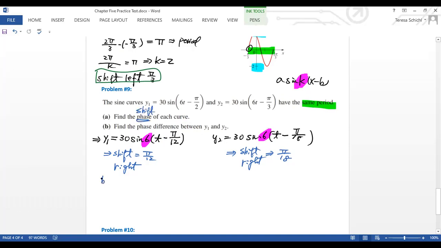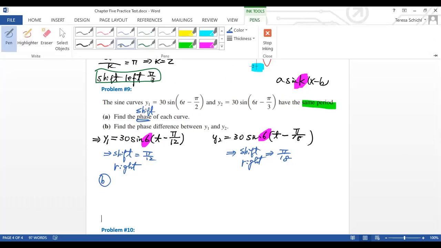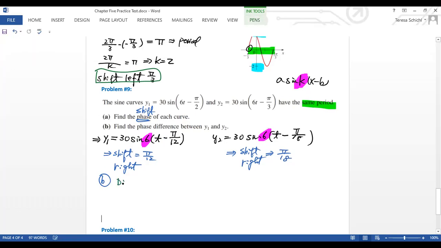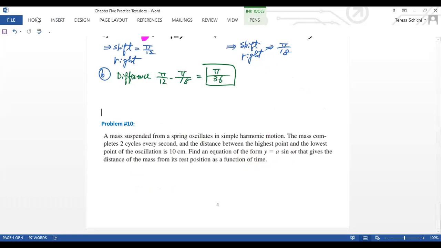Okay, so part B, they ask us what is the phase difference between y1 and y2. So I know the difference here. Because one is pi over 12, one is pi over 18, it will just be pi over 12 minus pi over 18. So the shift difference is pi over 36. Okay. All right.